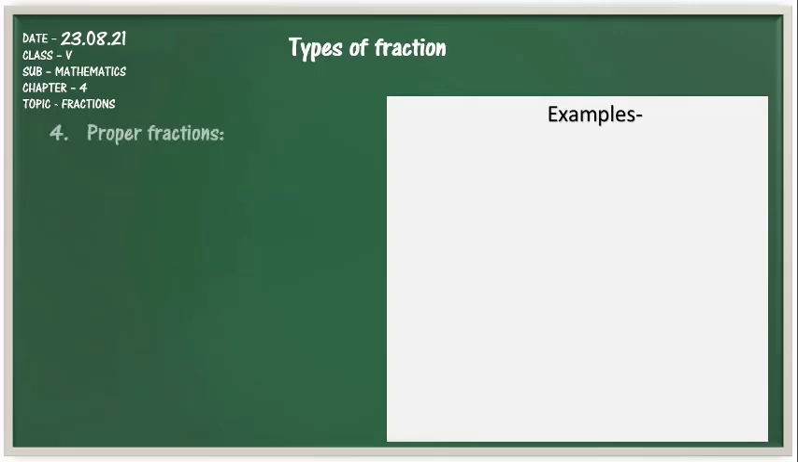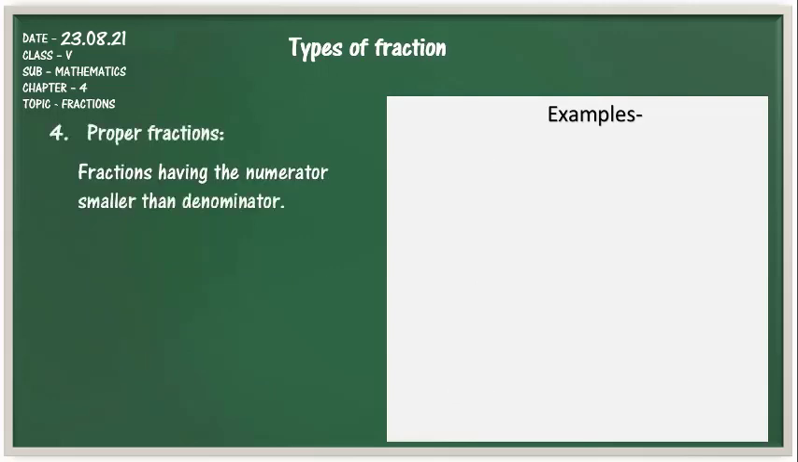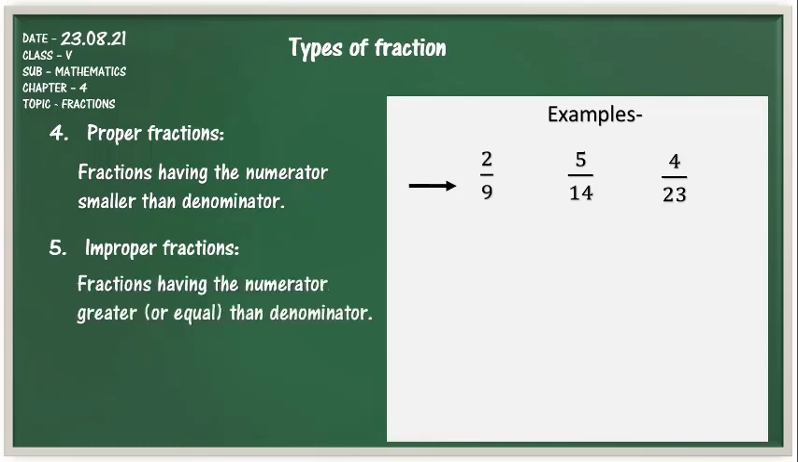Fourth, proper fractions. Fractions having the numerator smaller than the denominator. For example, 2 by 9, 5 by 14 and 4 by 23. Here, all the numerators are smaller than the denominators. Fifth, improper fractions. Fractions having the numerator greater than or equal to the denominator. For example, 7 by 5, 11 by 7, 15 by 9. Here, all the numerators are greater than the denominators.